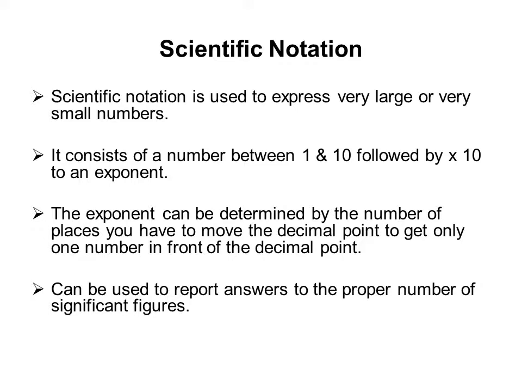Scientific notation is used to express very large or very small numbers and make calculations more manageable. It consists of a number between 1 and 10 followed by times 10 raised to an exponent. The exponent can be determined by the number of places you have to move the decimal point to get only one number in front of the decimal point. And we can use scientific notation as a means of reporting answers to the proper number of significant figures.